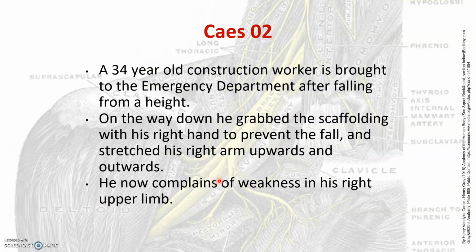The second case is a 34-year-old construction worker brought to the emergency department after falling from a height. On the way down, he grabbed the scaffolding to prevent his fall and stretched his right arm upwards and outwards, so a hyperabduction injury. He now complains of weakness in his right upper limb. Again, pause the video and see if you can work this one out.